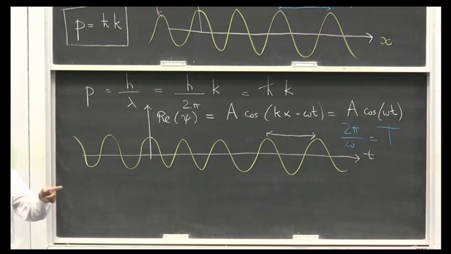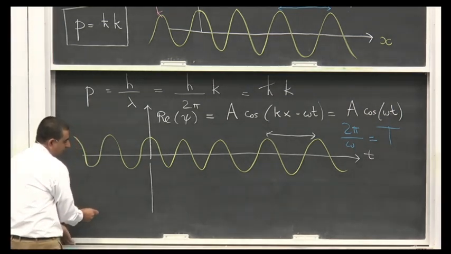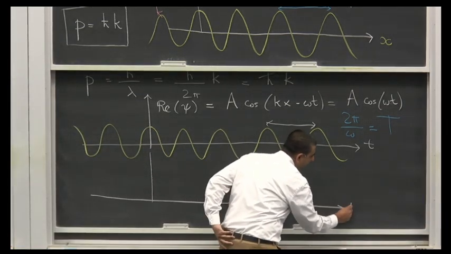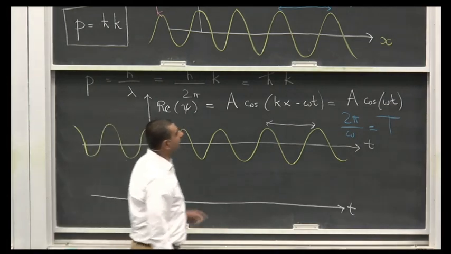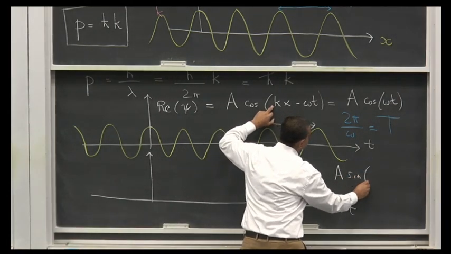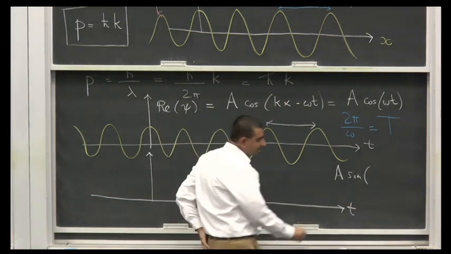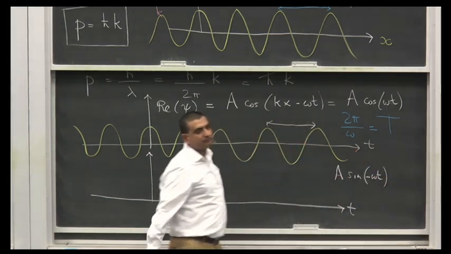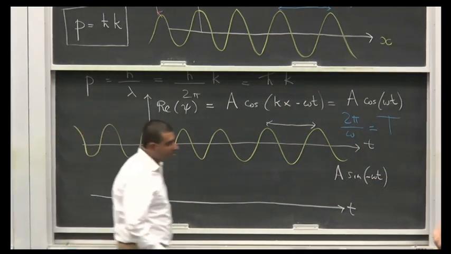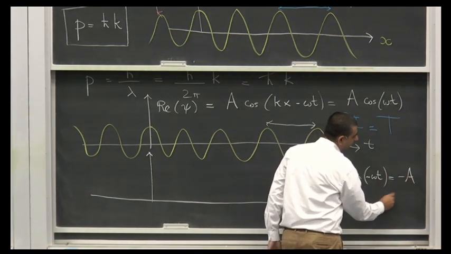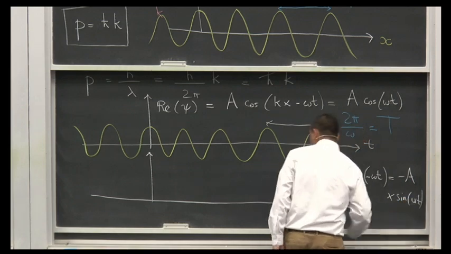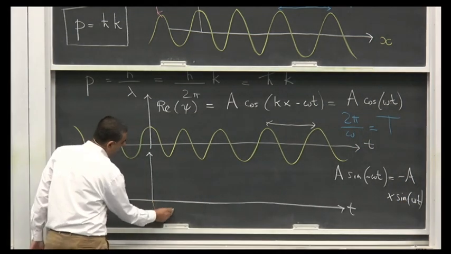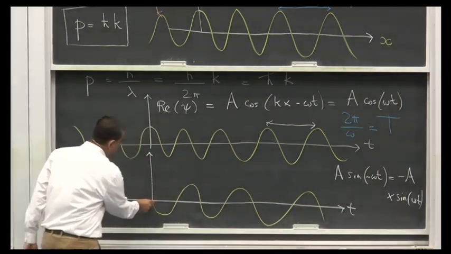Okay? Yes, there was a question. I put x equal to 0, so I am drawing this waveform at one point in space. And if I were to plot the imaginary part of this wave function with respect to time, the imaginary part is a sine of minus omega t at the same location. Now this is minus A times sine omega t. If I were to plot this, this is what I would get, right?